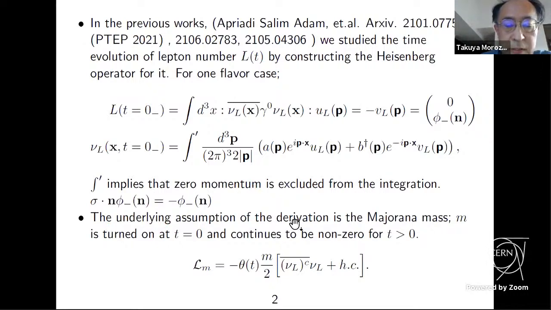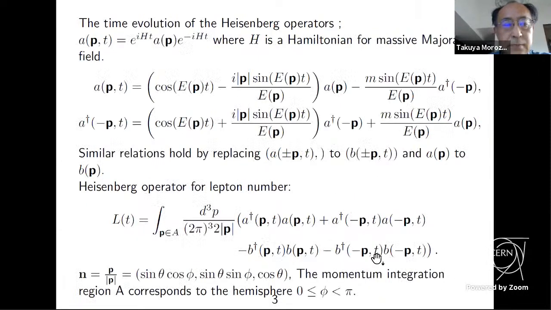The underlying assumption of the derivation of the time evolution of lepton number is that a Majorana mass, denoted by M, is turned on at t equals zero and continues to be non-zero for positive time. So the mass term in the Lagrangian is given by using the step function with respect to time. The time evolution of the annihilation operator of the neutrino is given by this formula. Here, H is the free Hamiltonian for a massive Majorana field.